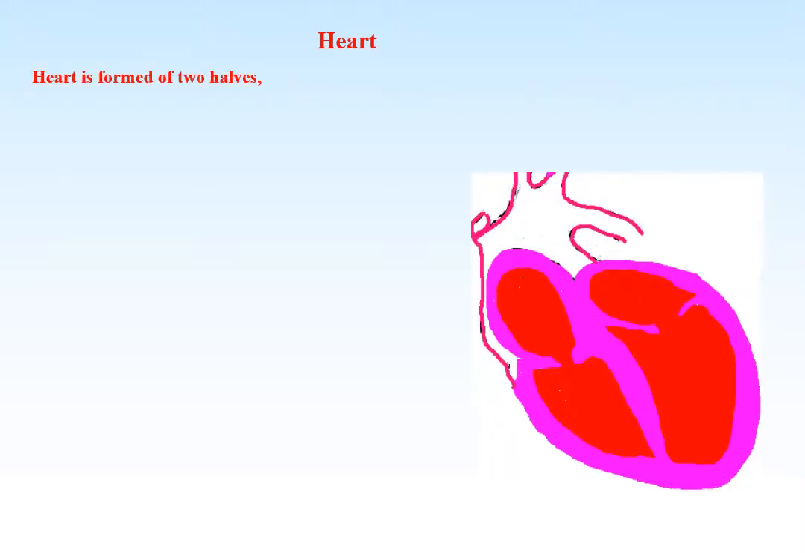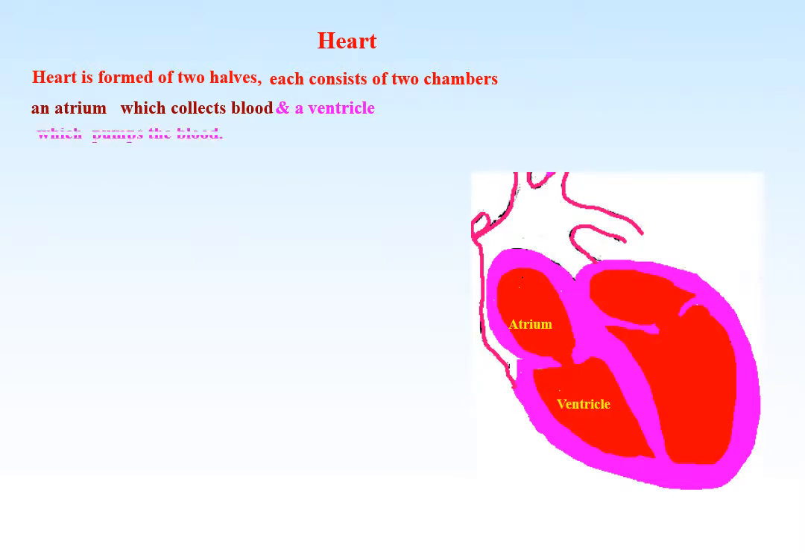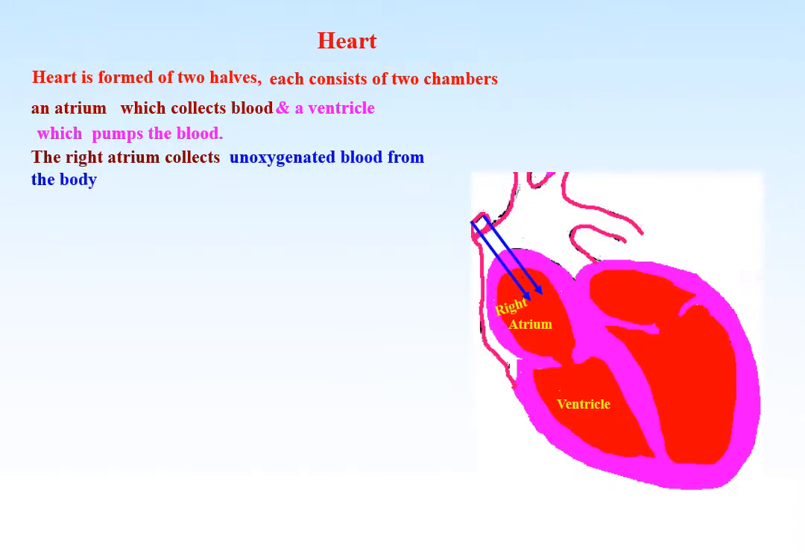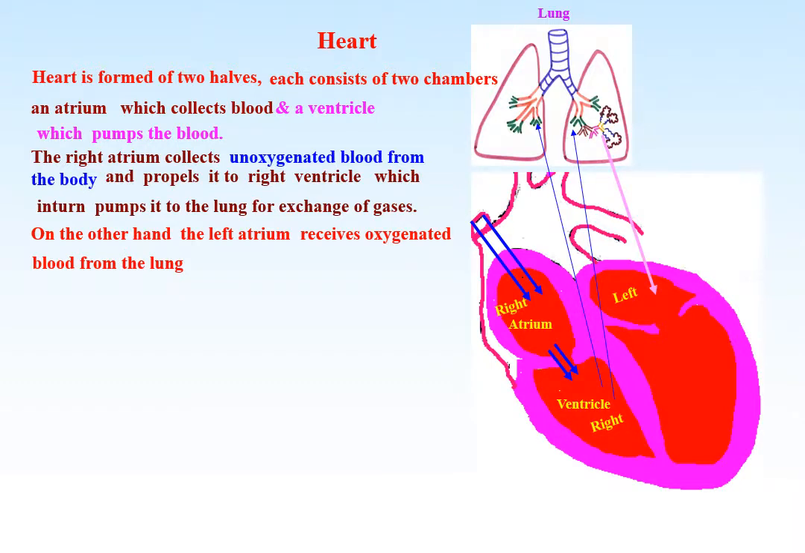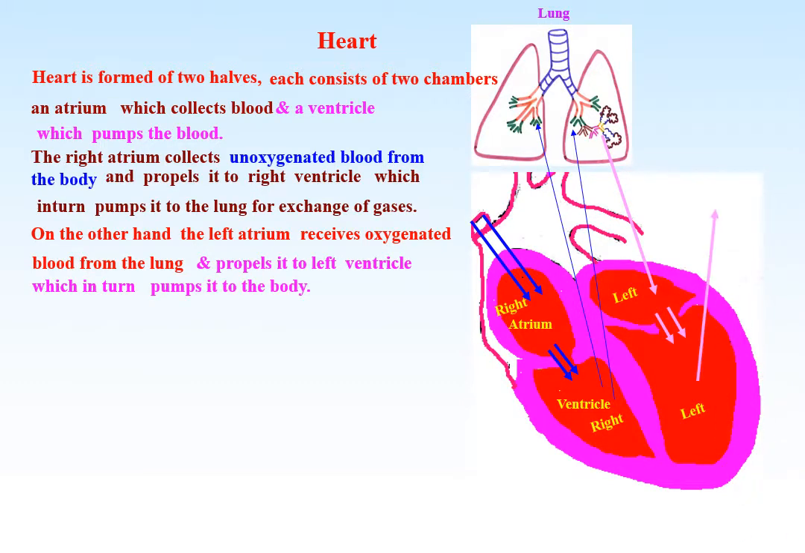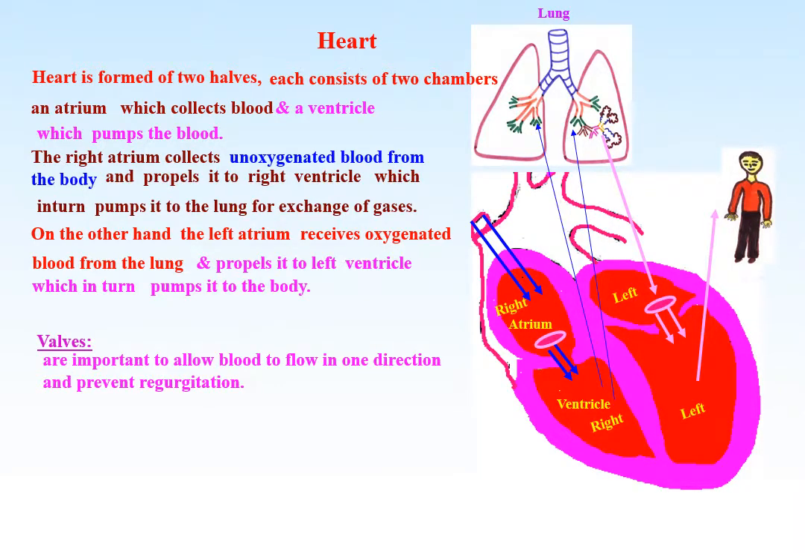Heart is formed of two halves. Each consists of two chambers, an atrium which collects blood and a ventricle which pumps the blood. The right atrium collects unoxygenated blood from the body and propels it to the right ventricle, which in turn pumps the blood to the lung for exchange of gases. On the other hand, the left atrium receives the oxygenated blood from the lung and propels it to the left ventricle, which in turn pumps the blood to the body. Valves are important to allow the blood to flow in one direction and prevent regurgitation.